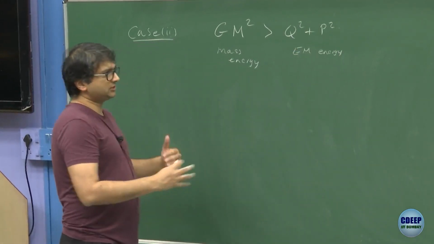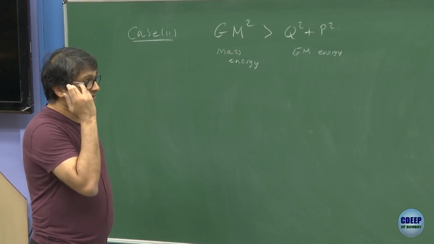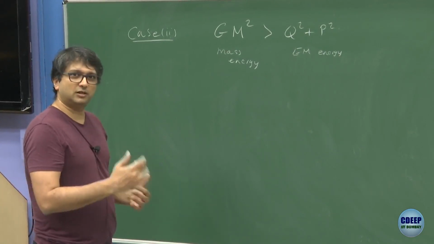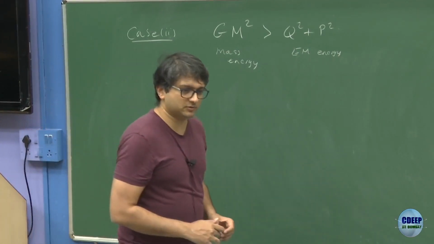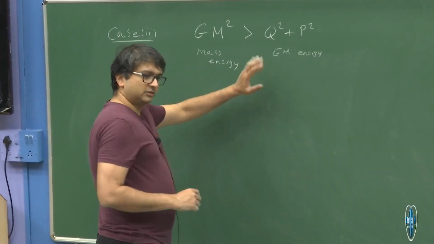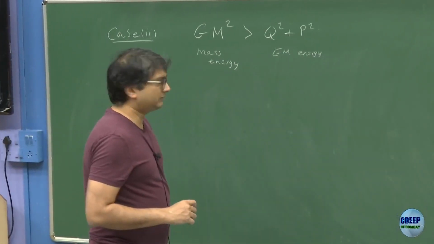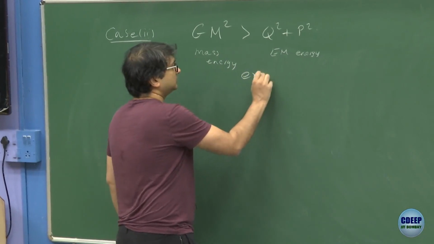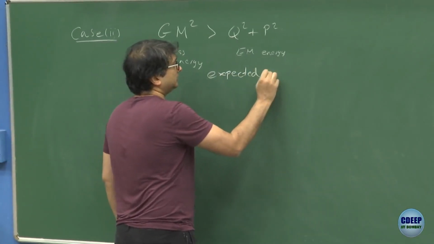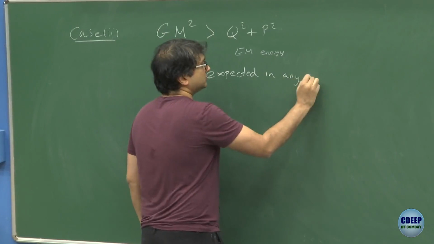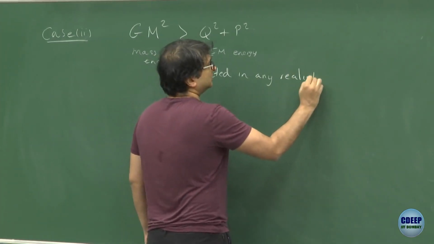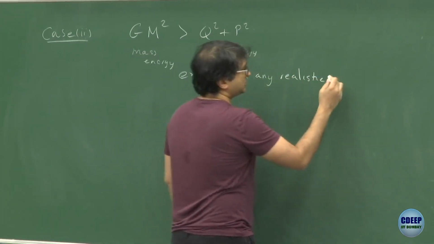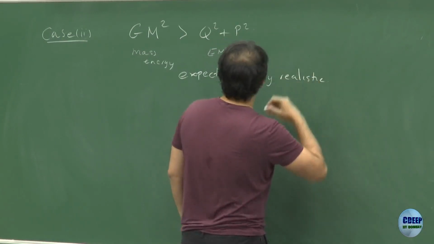So these solutions are more interesting when we study toy models of GR in very specific scenarios. But this is the scenario that's expected for any generic, realistic gravitational collapse, whether or not this charge Q is small, as long as it's much smaller than GM square.